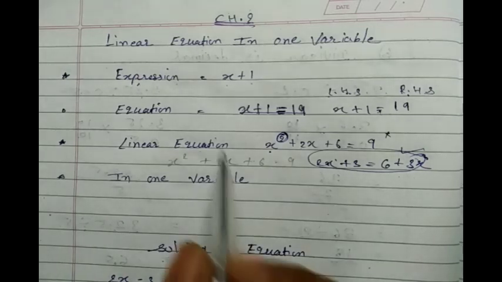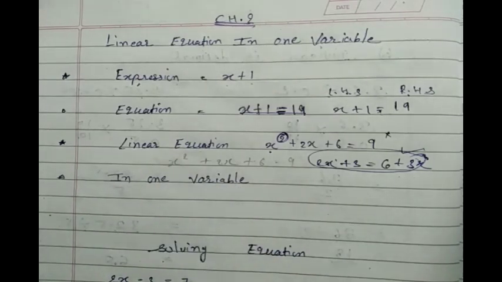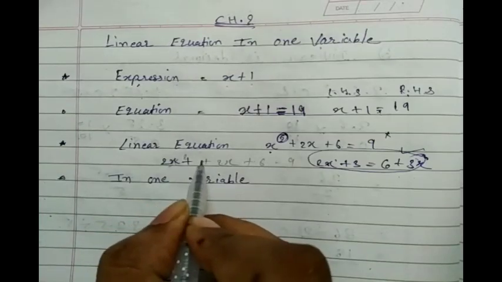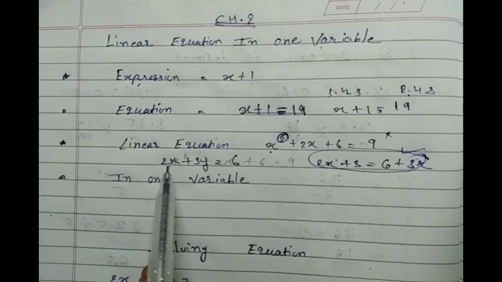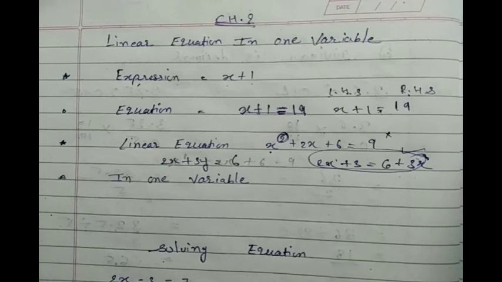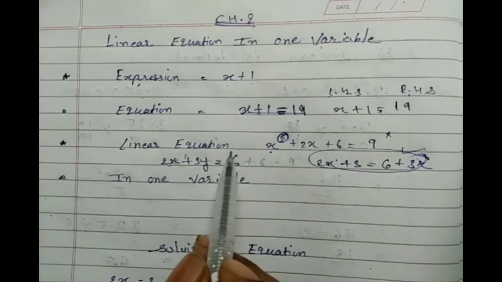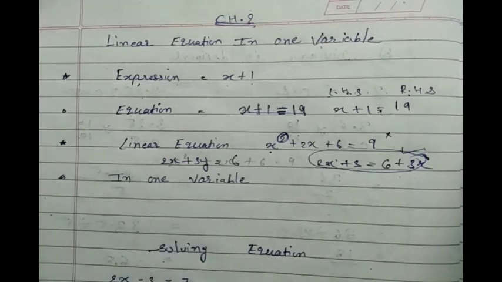Now the remaining part, in one variable. It is very simple. When we learn the term in one variable, it means that there should be only one variable in the linear equation. It is possible to write a linear equation with more than one variable. For example, we can write 2x plus 3y is equal to 6. This is also a linear equation because the power of the variable is only 1, but this is not in one variable. We have to write a linear equation in one variable. What does it mean? We have to use only one variable.